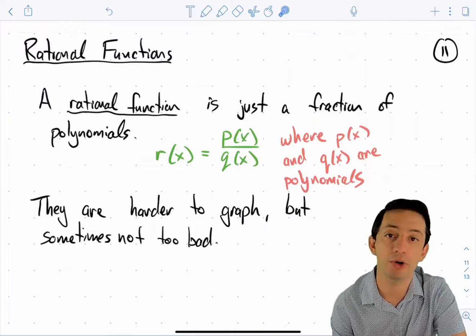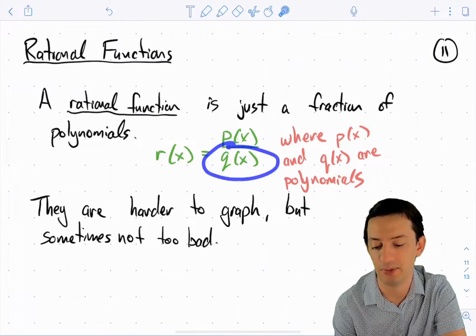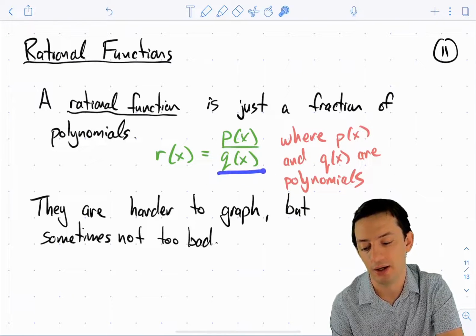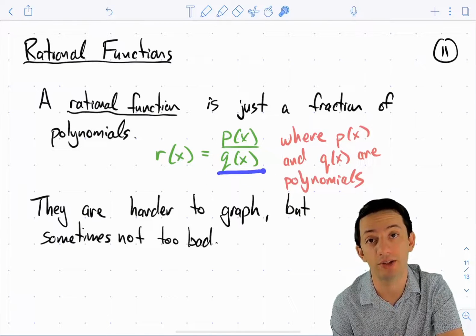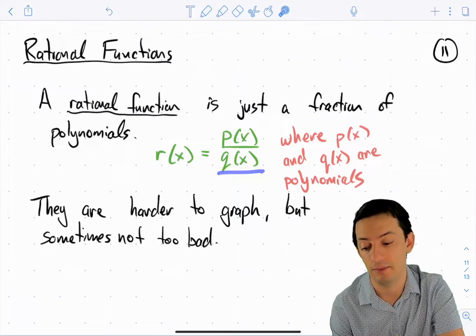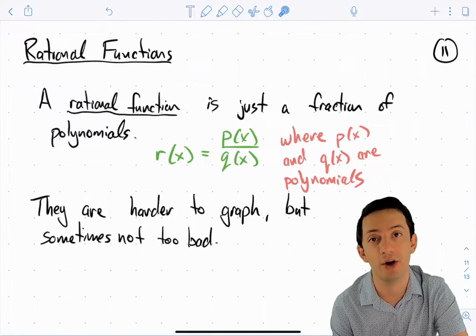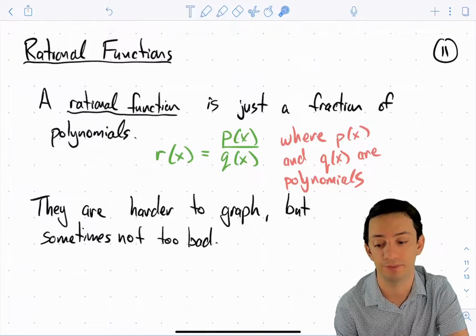They are a little bit harder to graph, and the reason is that now that you have something in a denominator, you can get weird behavior. Because remember, when a denominator gets small, when it gets close to 0, the whole fraction is big. So that can cause things called vertical asymptotes.